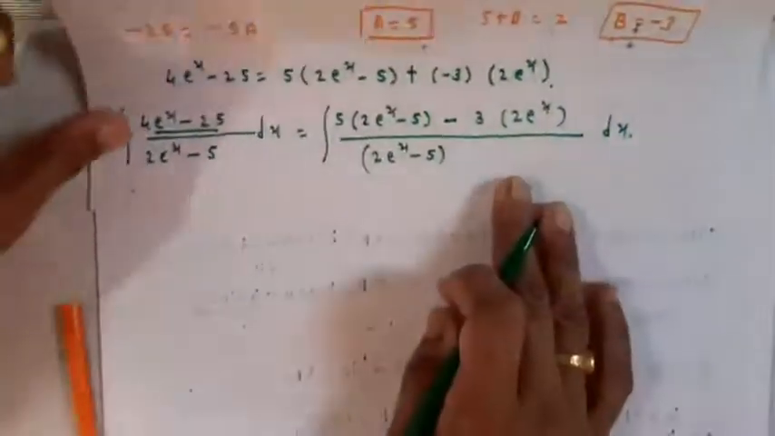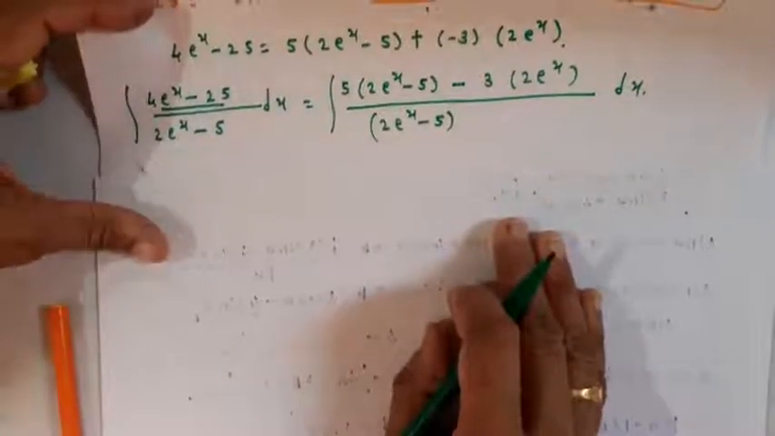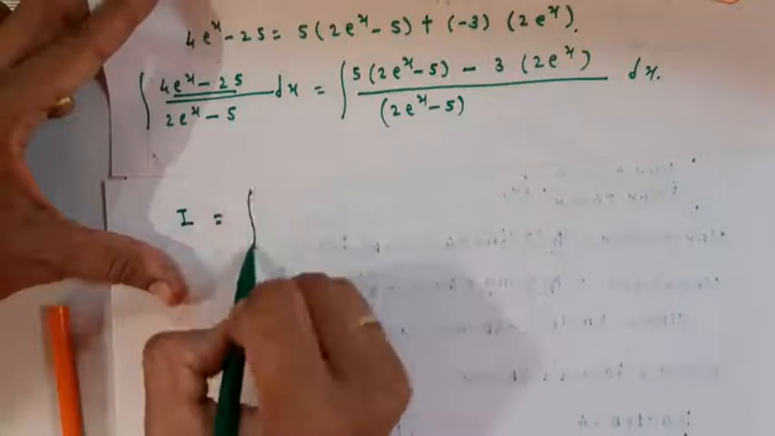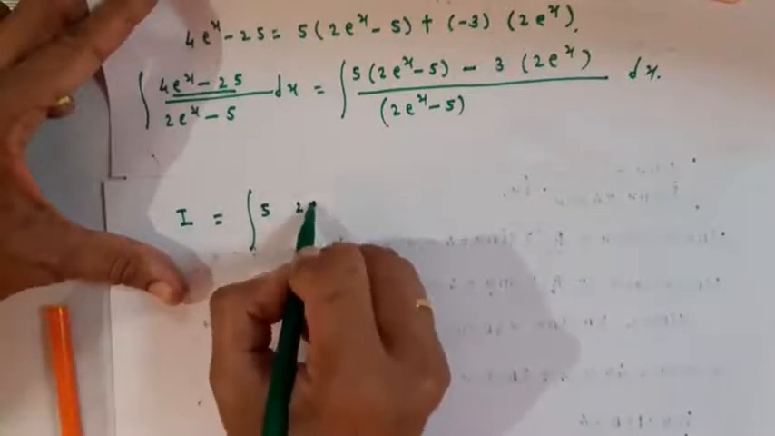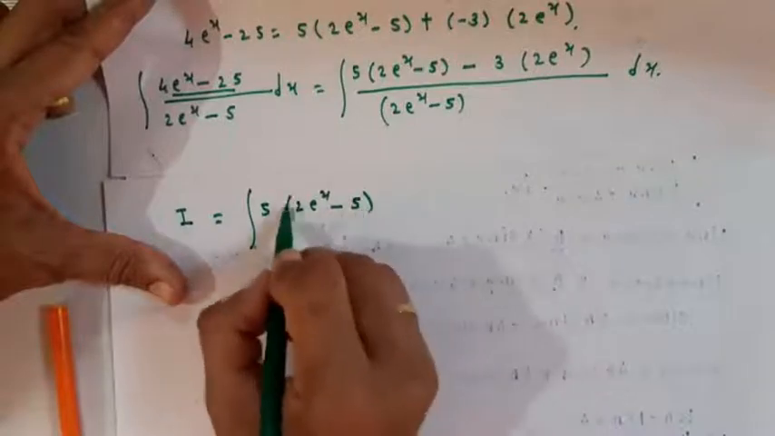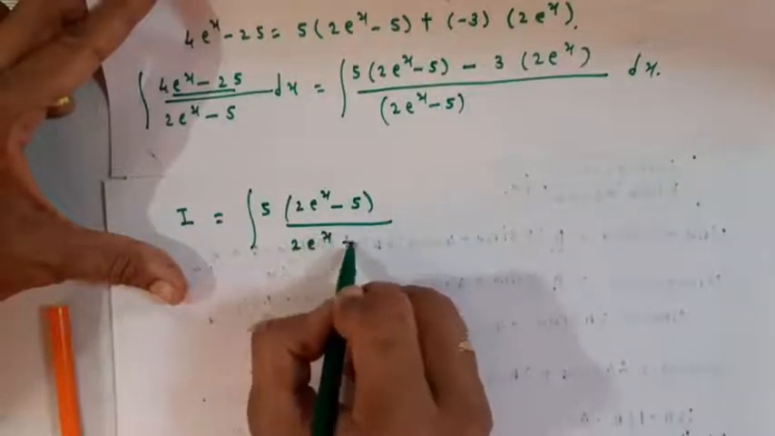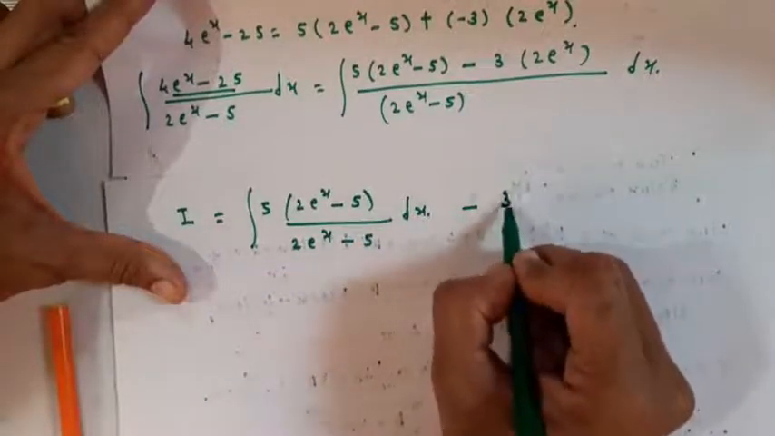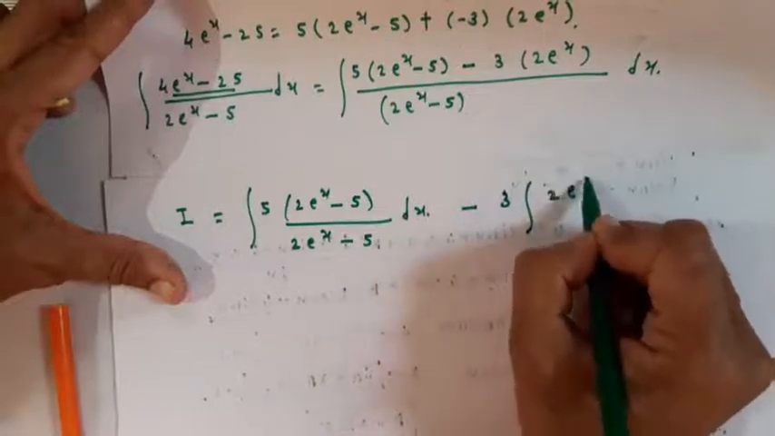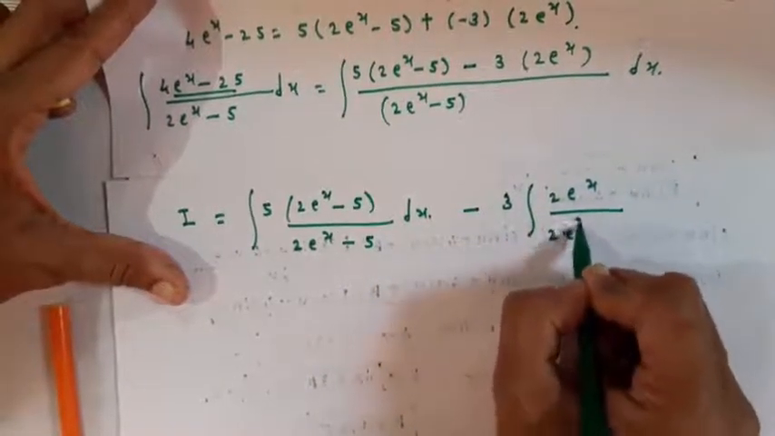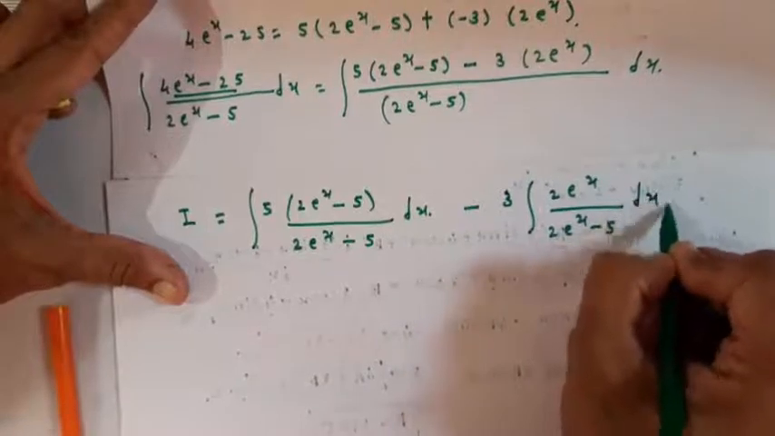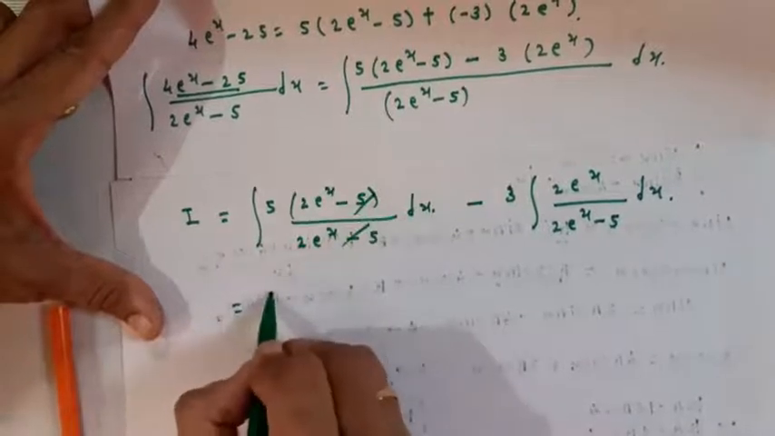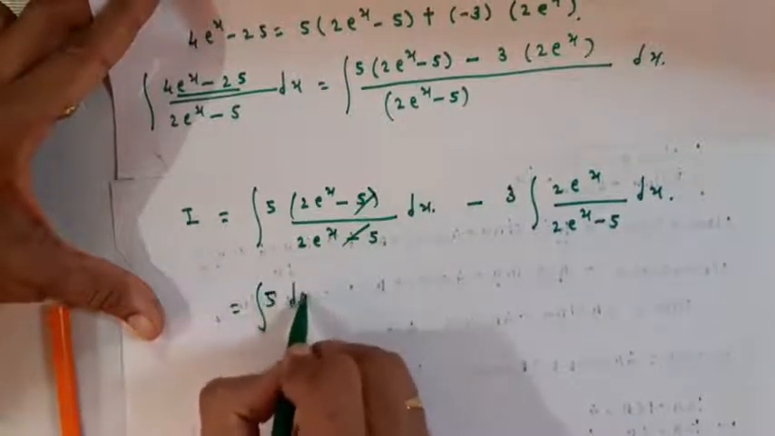After simplifying, we get the integration I equal to the integration of (2e^x - 5) upon (2e^x - 5) with respect to x, minus 3 as a constant, integration of 2e^x upon (2e^x - 5) with respect to x. Okay, students. So here the terms get cancelled and we will get the integration of 5 with respect to x.